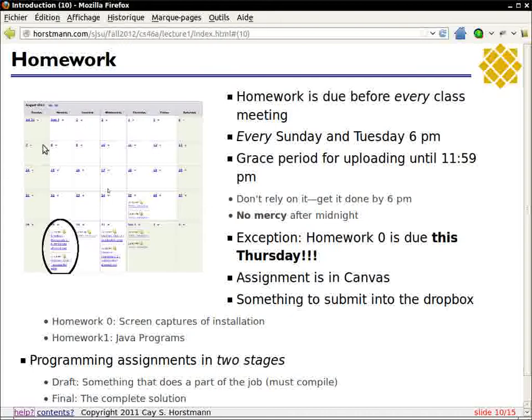All right, homework. Homework's due before every class meeting, every Sunday and Tuesday, 6 p.m. Some people say it's really unfair to have the homework due on Sunday. Sunday is, you know, the day of rest. For those people, homework is due on Saturday.